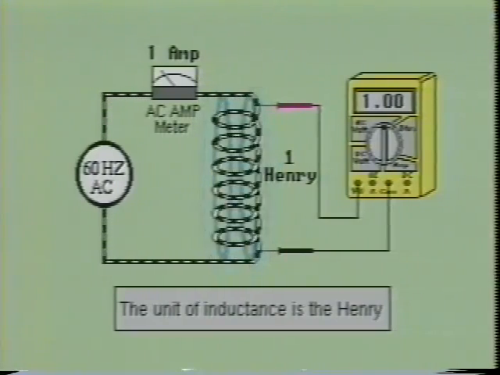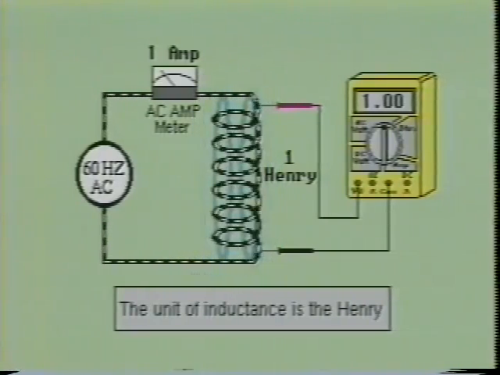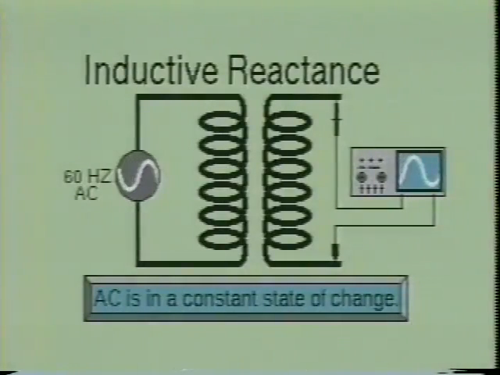Inductance is represented by the letter L, and Henry is represented by the letter H. Alternating current is in a constant state of change, and the effect of the magnetic fields produced when the current flows through a coil is a continual induced voltage that opposes any change in current. This reacting ability of the inductance against the changing current is called inductive reactance.